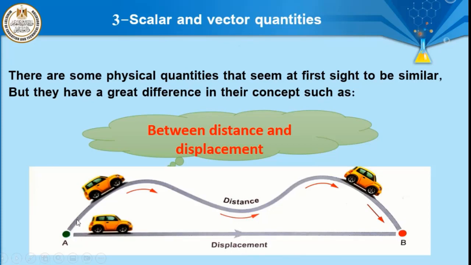While when the car moves in a curved line, it is called distance. This means that from A to B is not only distance. No. From A to B in a straight line it is a distance, and from A to B in a curved line it is also a distance. But displacement is the distance covered in a straight line only. So the displacement is from A to B in a straight line, while distance may be in a straight line, in a curved line, or in both.